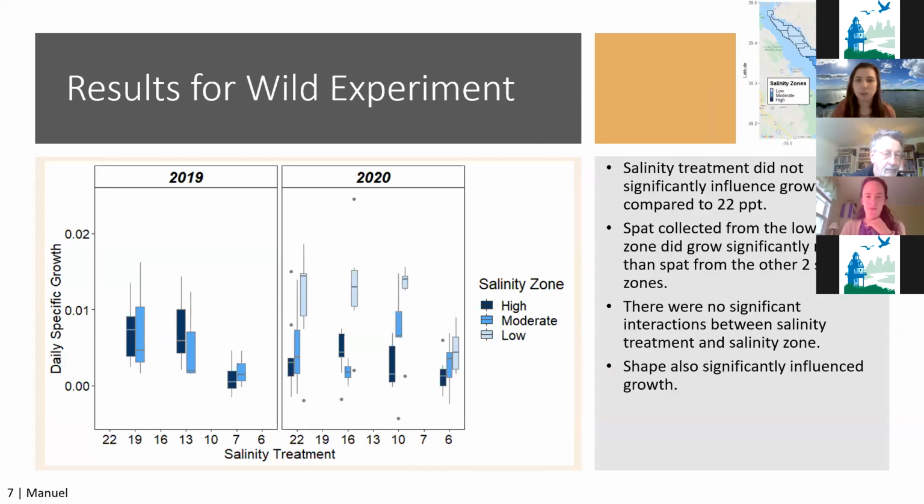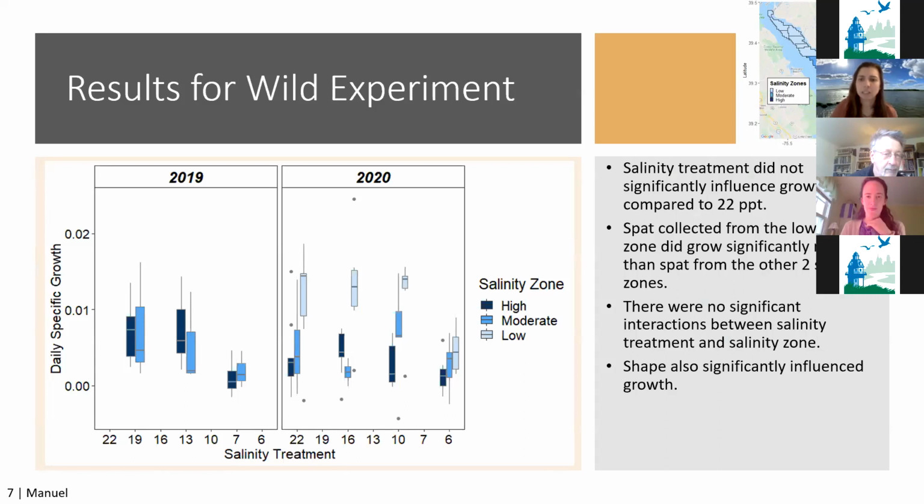So first, I'm going to orient you to my graph. I have daily specific growth on the y-axis and the different salinity treatments on the x. My plot is faceted by the different years. So we have 2019 on the left, 2020 on the right. And the colors correspond to the different salinity zones from which they came.